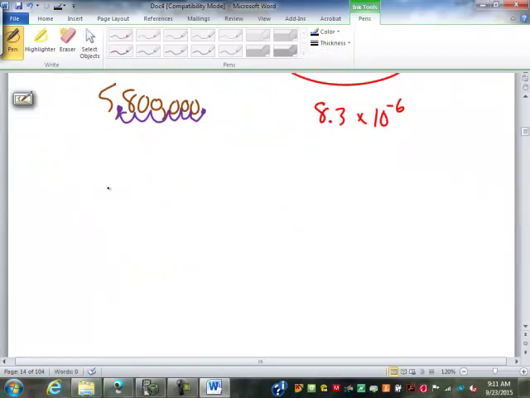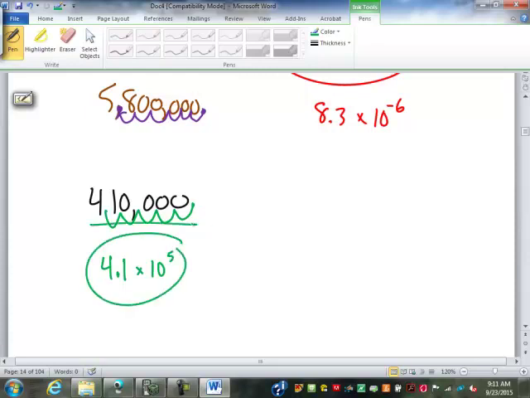So if I'm going to convert 410,000 in scientific notation, it'll be 4.1 because I want one digit in front of the decimal point. How many spots does the decimal point have to move? Well, starting here, it goes 1, 2, 3, 4, 5. So times 10 to the, is it 5 or negative 5? It's 5. That was a big number, so it's a positive place value.